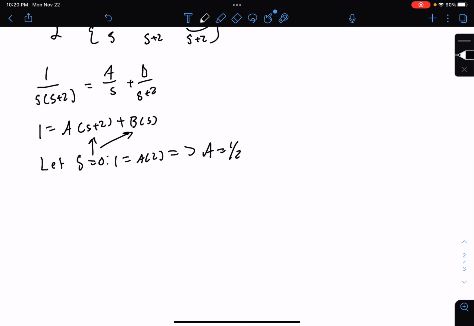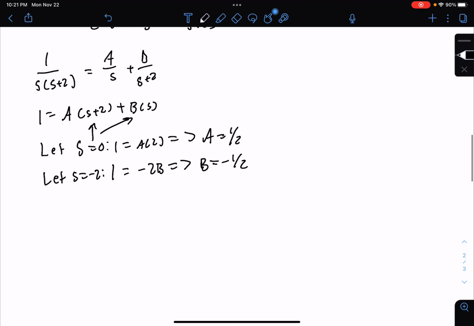So now we have our A. Now let's isolate B. So B is multiplied by s over s plus 2. So how do we get rid of that? We let s equal -2. And then we get this. B is equal to -1/2. So then finally, we rewrite with all of our variables that we solved for.